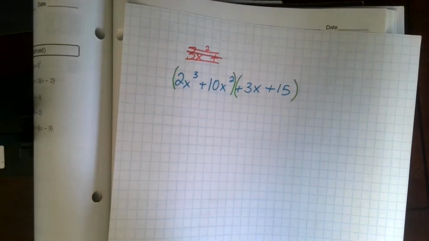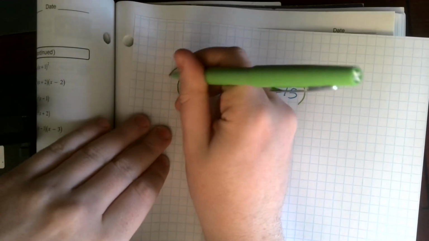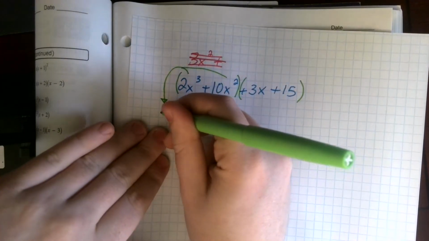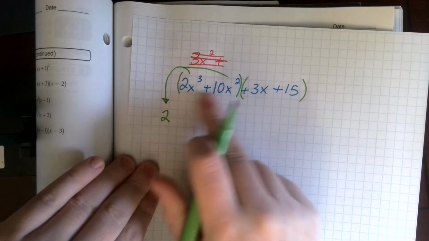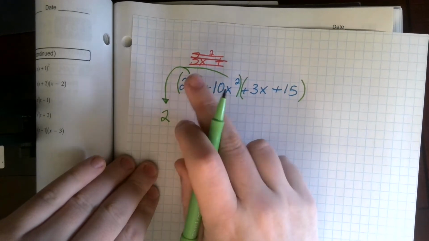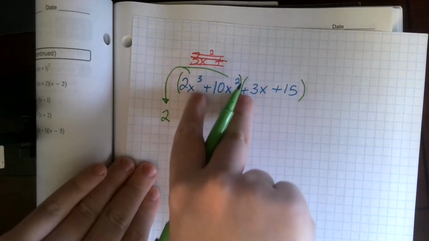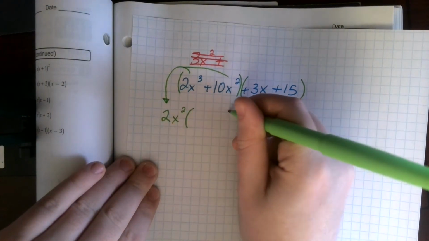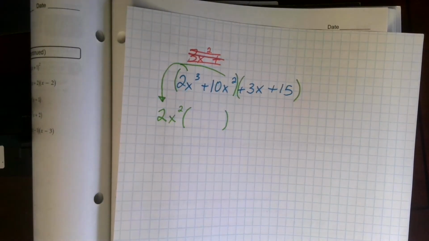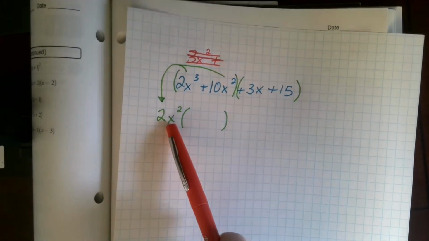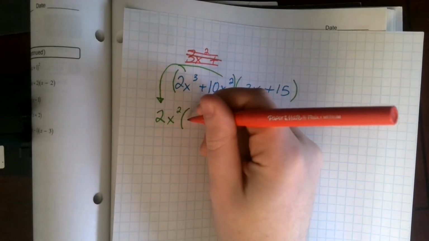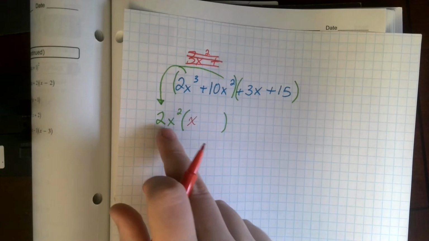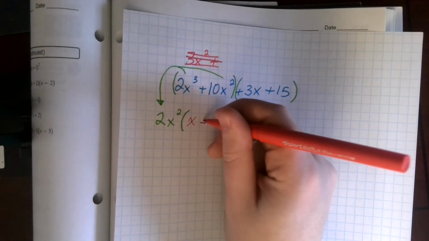Well, in this first one, we can pull something out because both 2x cubed and 10x squared can both be divided by 2. And how many x's could I take out from both terms? Well, this one has 3 to give, but this one only has 2 to give. So let's take out 2 of those x's. 2x squared. Now all we need to do is write down what's left over. When we take 2x squared out of 2x cubed, there's just 1 x left over in this term. And when you divide 10x squared by 2x squared, 10 divided by 2 is 5.